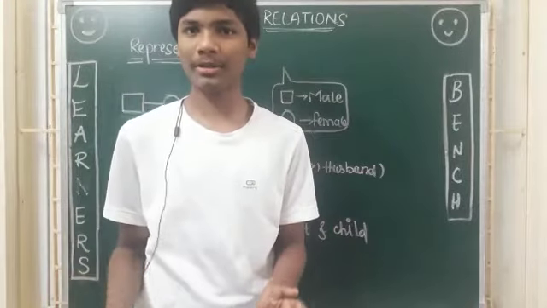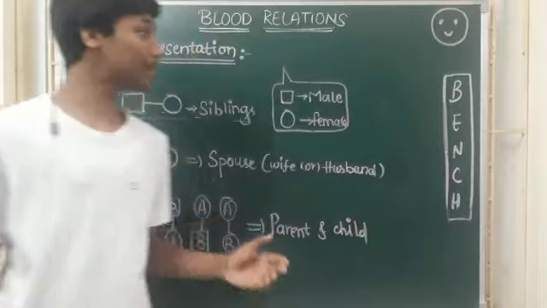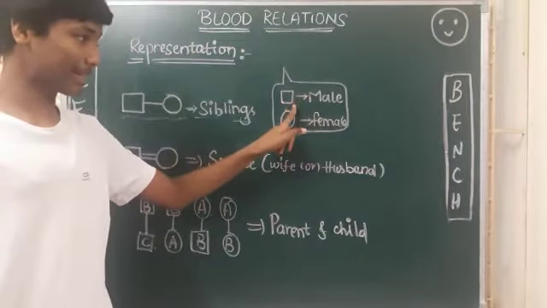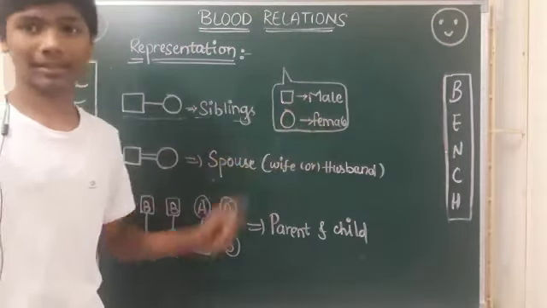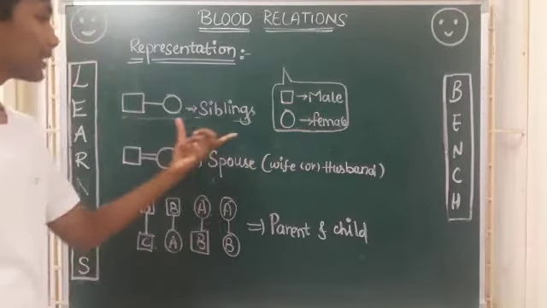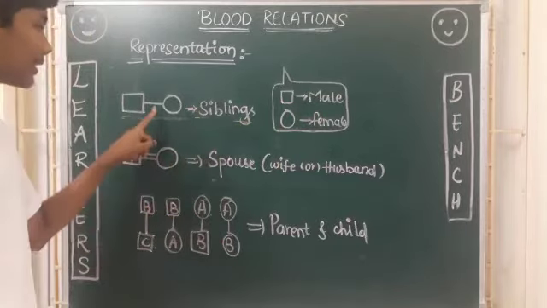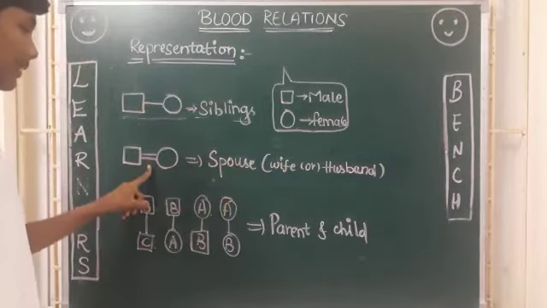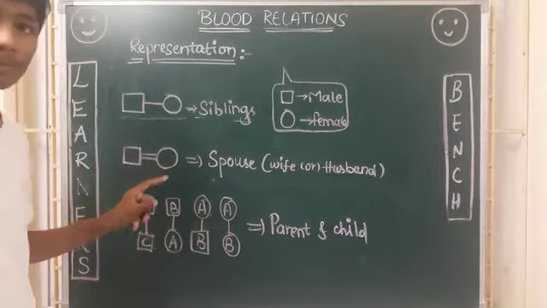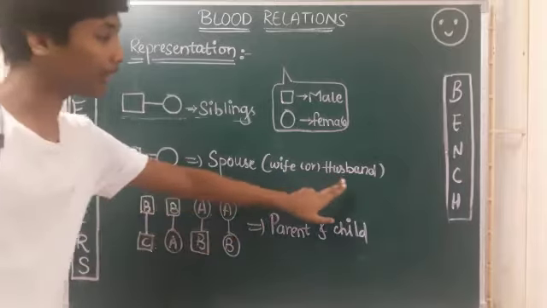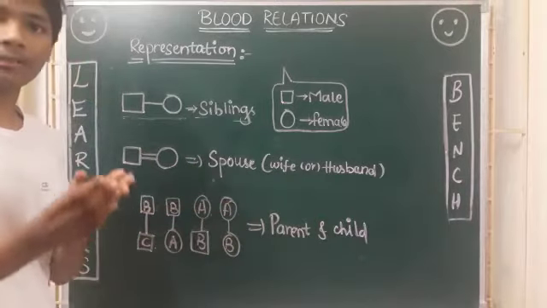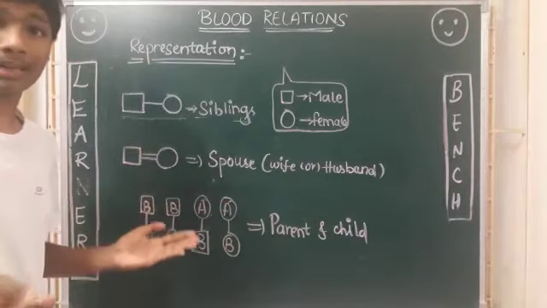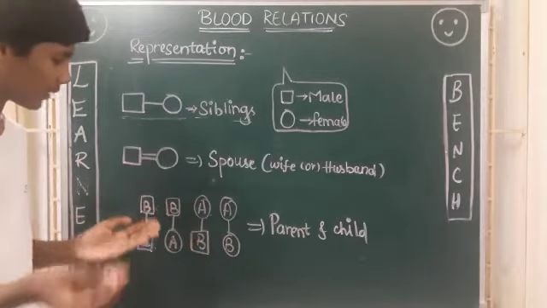Representation is very important in blood relations. For example, we represent male with a square shape and female with a circle. The relation between siblings is represented with a single line and the relation with a spouse is represented with a double line. Spouse means a wife or husband. For example, for a wife, the spouse is husband, and for a husband, the spouse is wife.